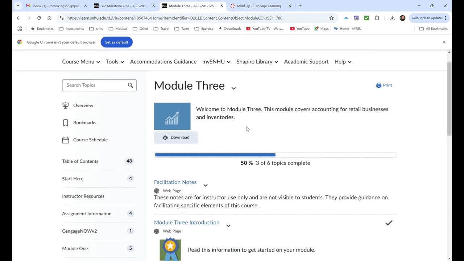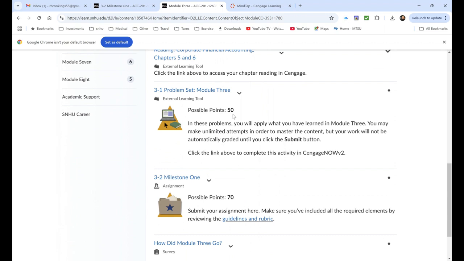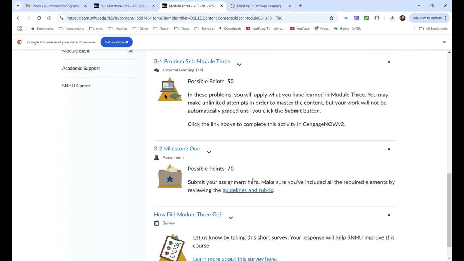I've just given you kind of an overview. So you have your problem set again. This will be your third week, so by now you should be experienced with doing these. If you take your time, you should get all of the points. And then you have milestone one. And so when we look at milestone one, we're going to look at the guidelines and rubric.